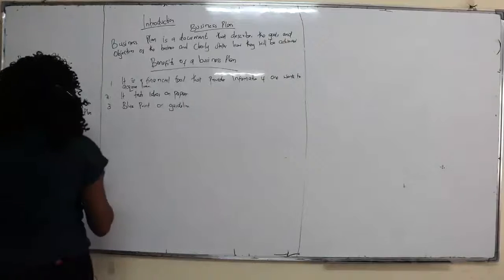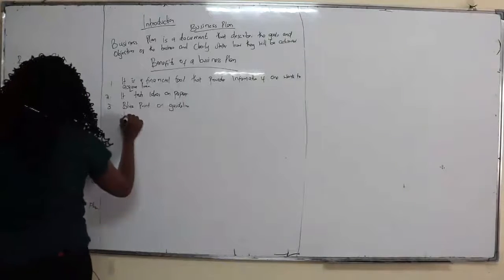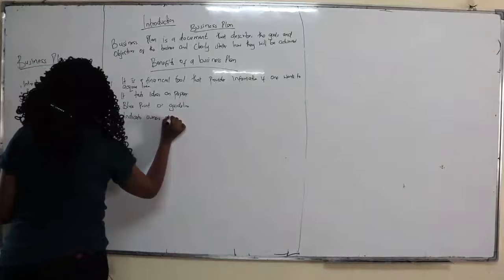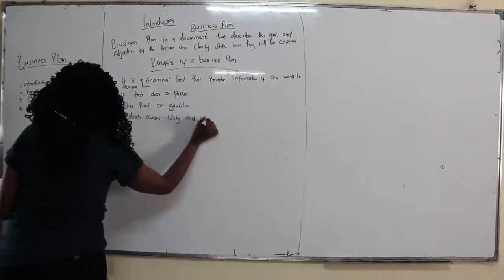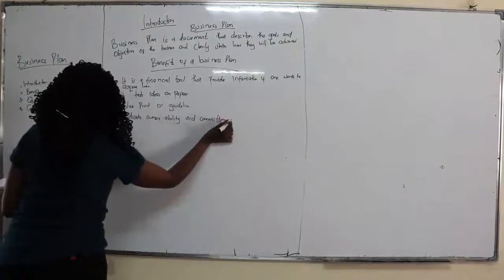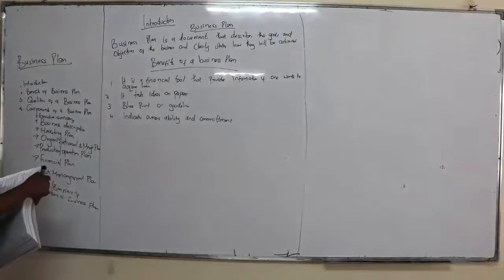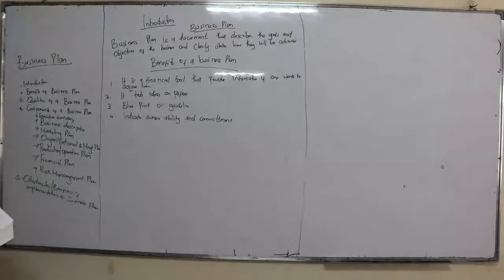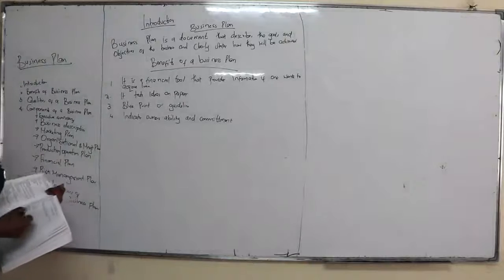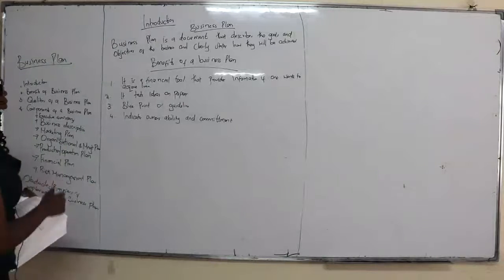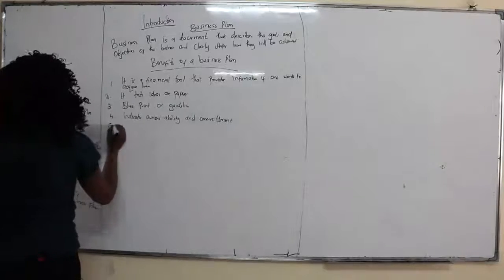Another one is that it indicates the owner's ability and commitment. When we say that it indicates the owner's ability and commitment, when we look at the components of a business plan, one of the components is the business description. Under the business description, we look at who the owners of the company are, and their qualifications and skills. This can help us to know if these owners of the business are committed or do they have the necessary capability.